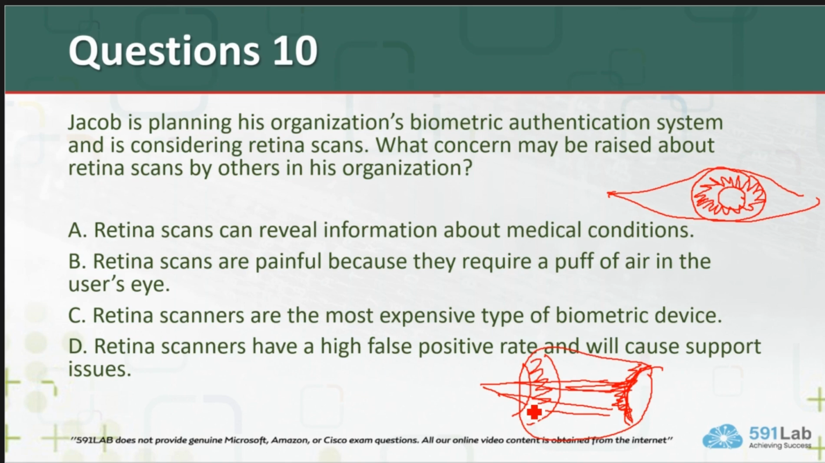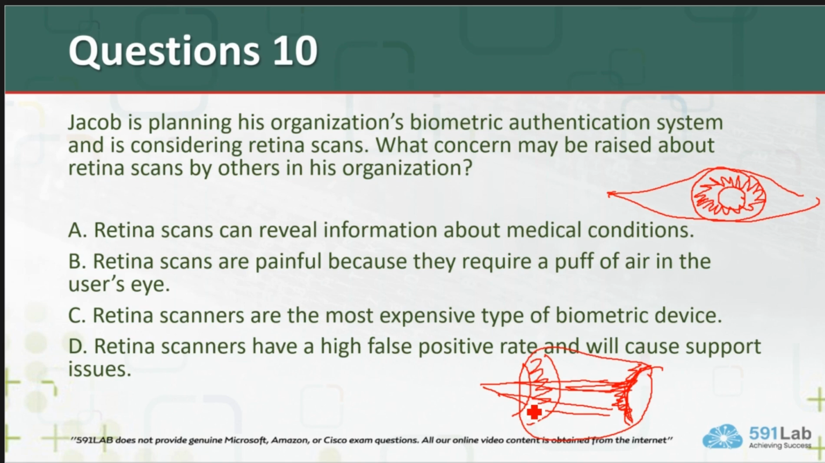But actually, retinal scans can reveal additional information, including high blood pressure, sometimes pregnancy, and can cause privacy concerns about users. Newer retinal scanners don't require a puff of air in the eye, as we said, and the new scanners are even not as expensive as well.